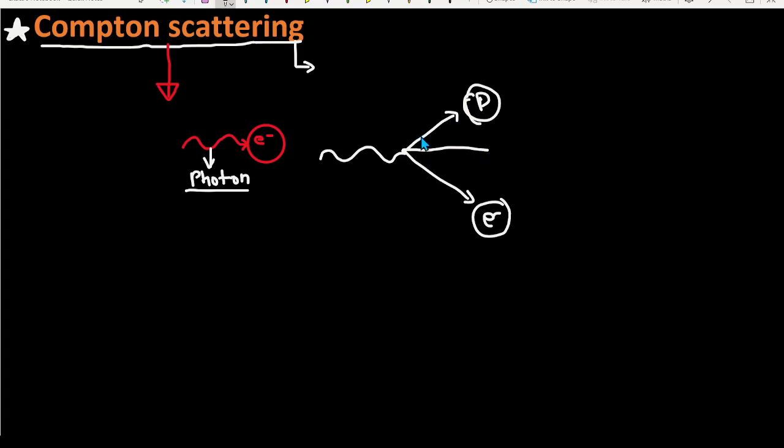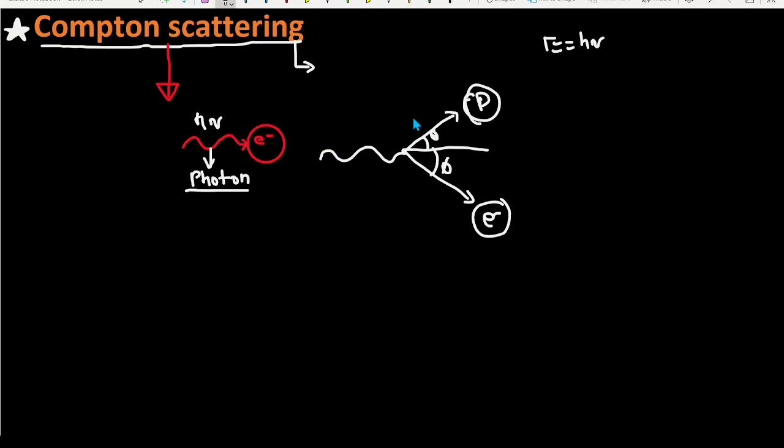After collision the photon makes some angle theta, and the electron makes some angle phi. Now we are familiar with the equation of the energy of a photon, it is equal to h mu, where mu is the frequency. It's not the velocity, it's the symbol of a frequency. So before collision, the energy of the photon is h mu, and after collision, some of the photon energy gets transferred to the electron, and that's why the electron started moving.